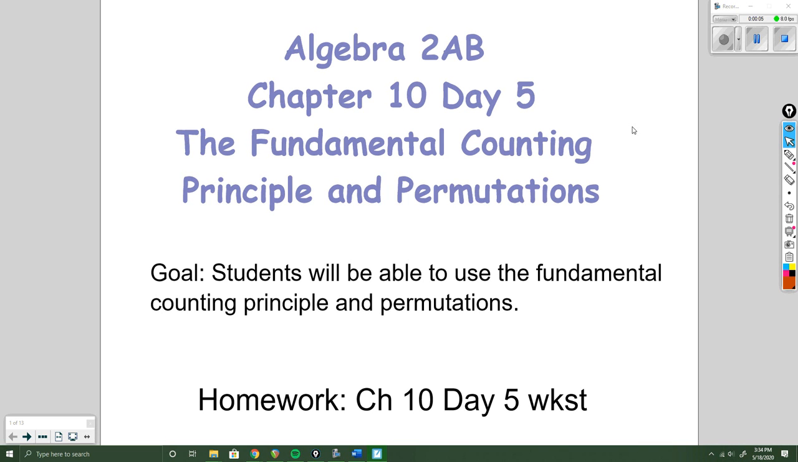Today in Chapter 10, we're actually going to start getting into the probability portion of this chapter. And mainly what we're going to talk about is counting principles and how to count things, because that's a very important part of figuring out probability, figuring out the number of different ways various events can happen. So today in Chapter 10, Day 5, we're going to talk about the fundamental counting principle and permutations. So let's get started.